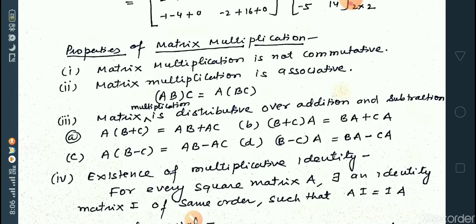Now, existence of multiplicative identity. What is it? Multiplicative identity. Identity means if you multiply a matrix by its identity matrix, then you get the matrix itself. Like in addition, if we add a matrix to a given matrix, then we get the matrix itself. Same will be for multiplication. Recall that the multiplicative identity for the number system is 1. If you multiply 1 by any number, you get the number itself. If you multiply 5 by 1, you get 5. That means 1 is the multiplicative identity.